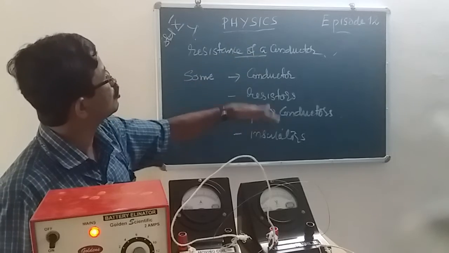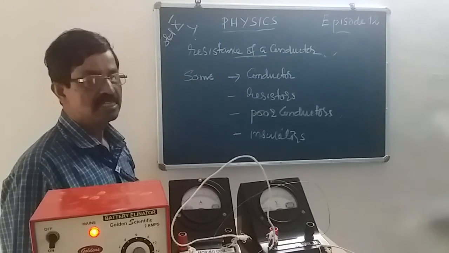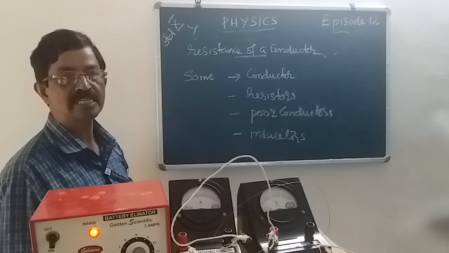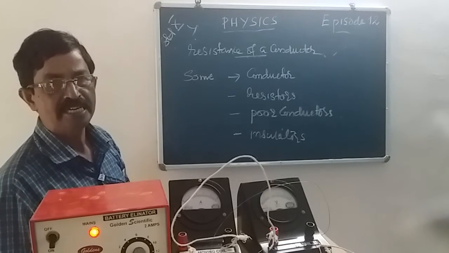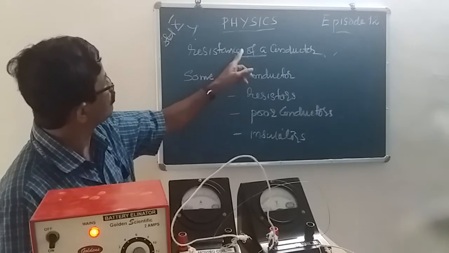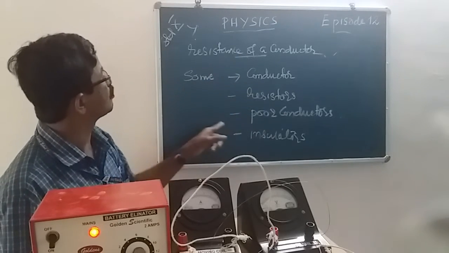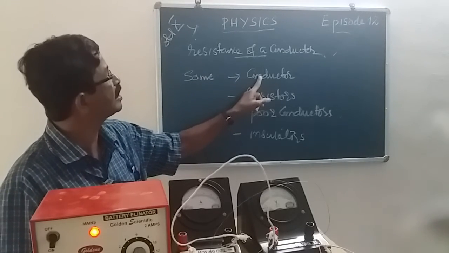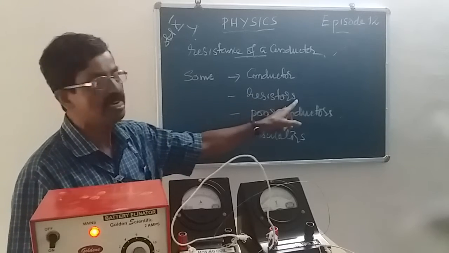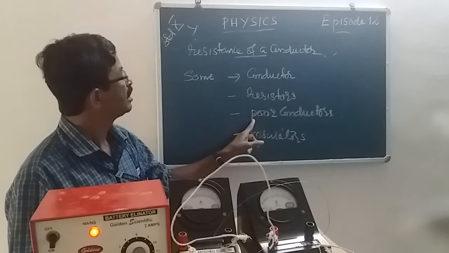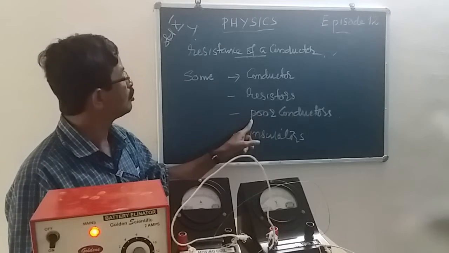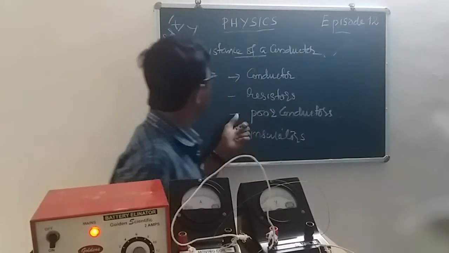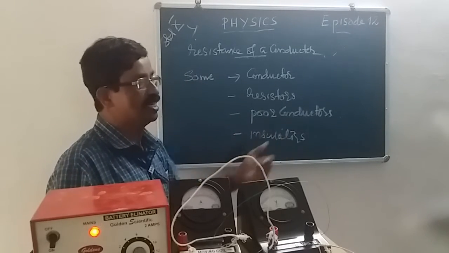Now the four terms you want to remember: conductor, resistor, poor conductor, and insulator. Can you remember these four terms? A material that allows electric current to pass easily is a conductor, resistors exert hindrance to some extent, and then there are poor conductors and insulators.